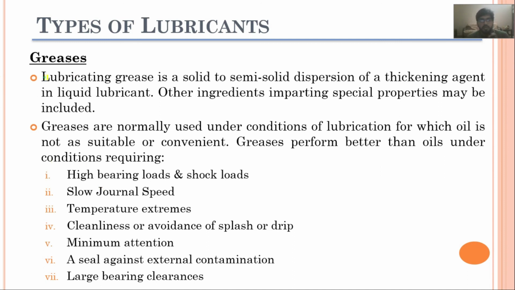Lubricating grease is a solid to semi-solid dispersion of thickening agent in liquid lubricant. So how are these greases made? We have a liquid lubricant, and we add the thickening agent in it, and because of the addition of this thickening agent, it starts to solidify. Some other ingredients may also be added to achieve the desired properties. Greases are normally used under conditions of lubrication for which oil is not as suitable or convenient.